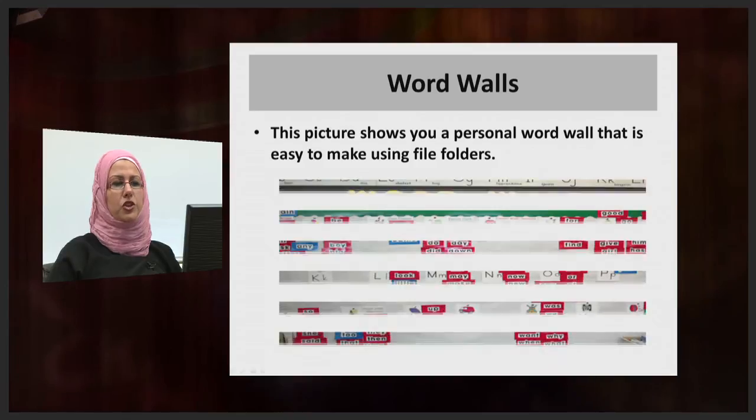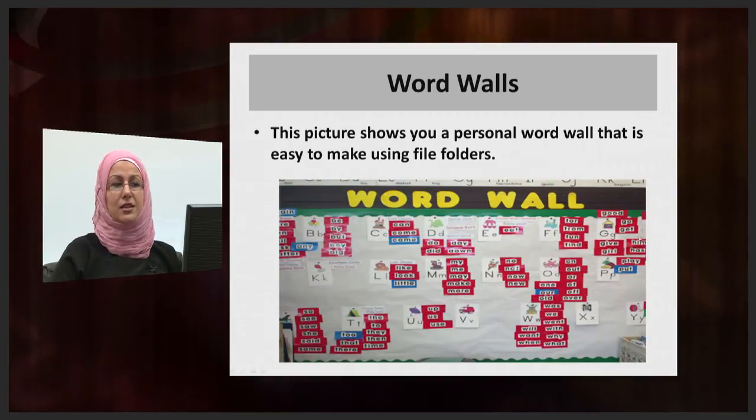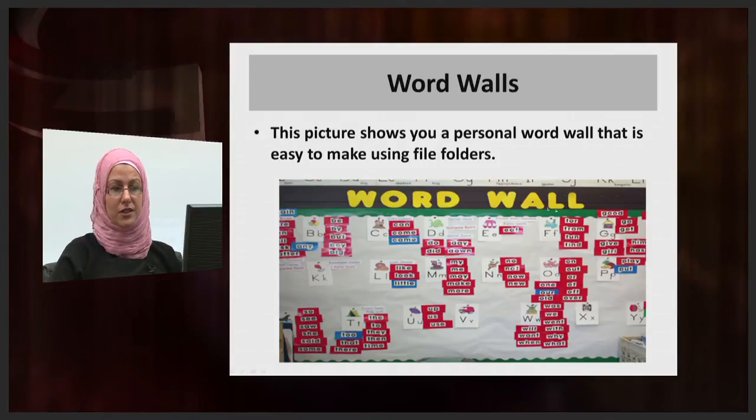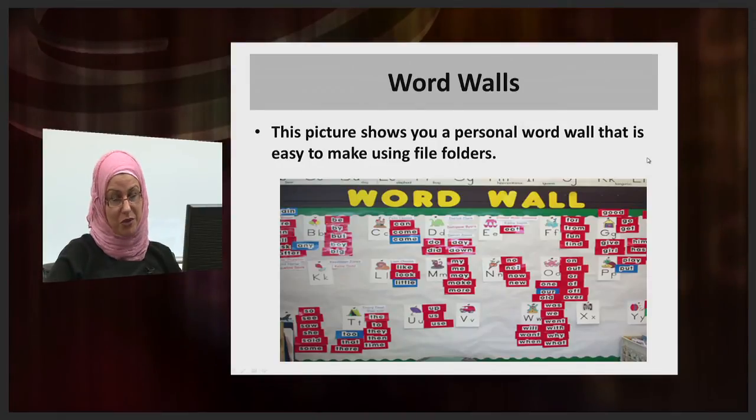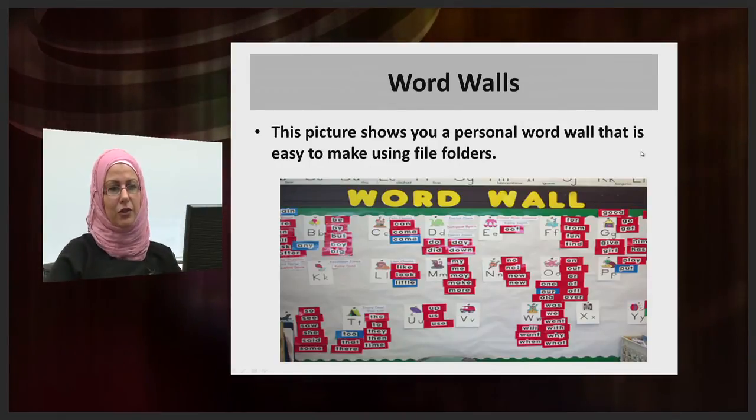Word walls is our last example of organizers or visual representations. And this picture shows you a personal word wall that's easy to make using file folders. Anybody can do that, and they are there in front of you all the time, so you can remember the words, and they are categorized in front of you.